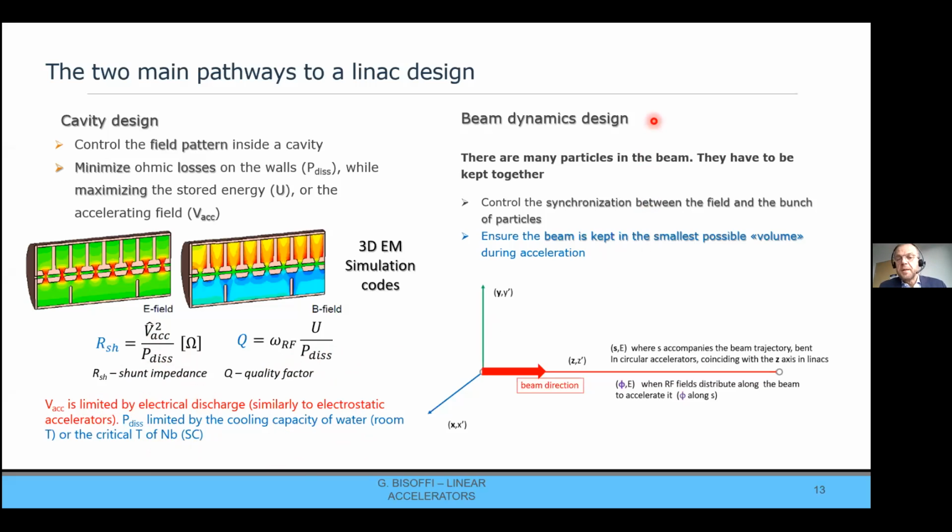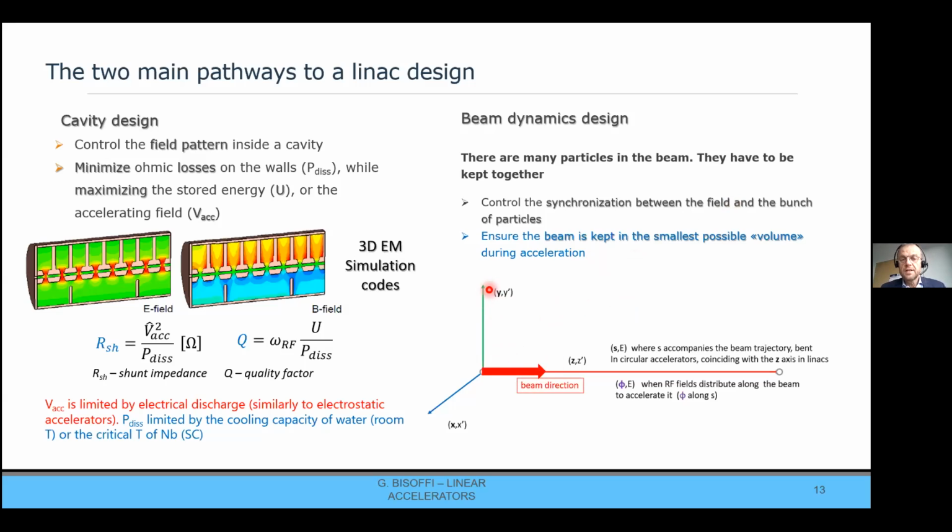The beam dynamics people have to control the synchronization between the field and the bunch, so design a beam in which the synchronization is very carefully depicted, and ensure that the beam is kept in the smallest possible volume during acceleration. And it is far from an easy task, as you will appreciate.